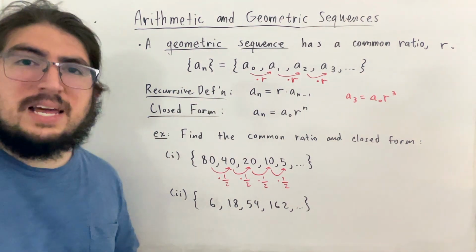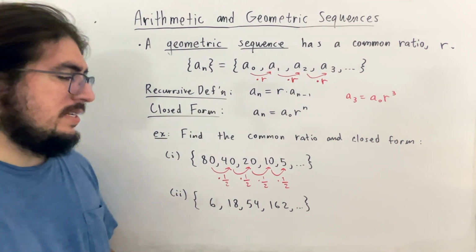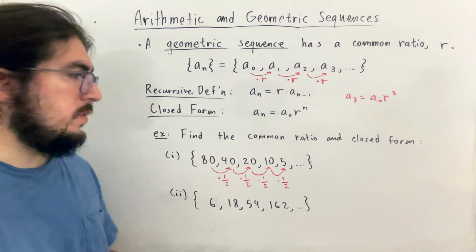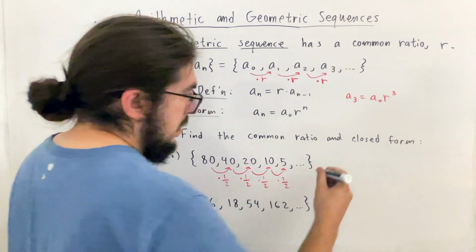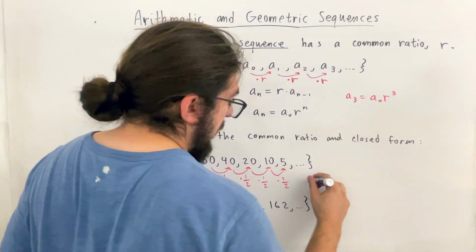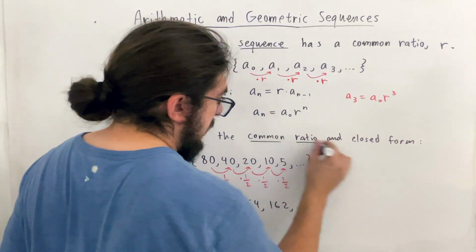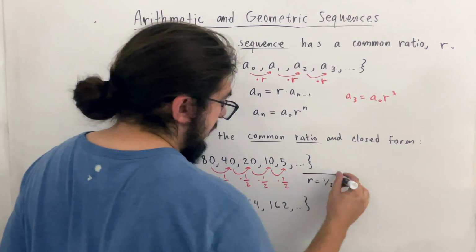Now I like to think of it like multiplying instead of dividing. It just seems a little easier and more intuitive. Great, so now with that being said, for the closed form, maybe I'll write it down because it's part of our answer. You're finding the common ratio, R is equal to 1/2, perfect.